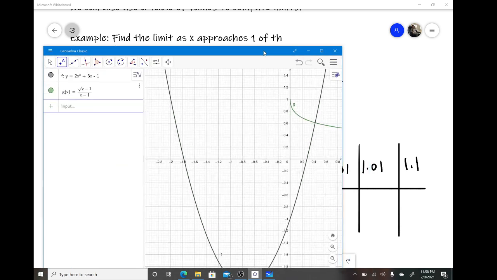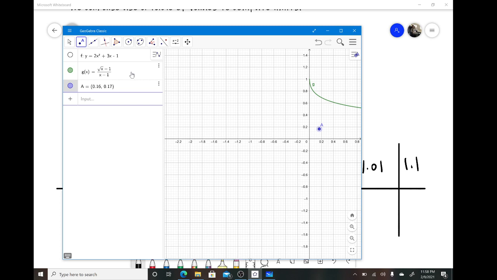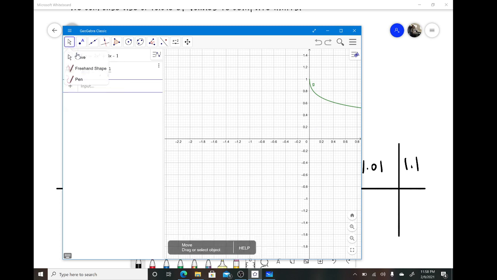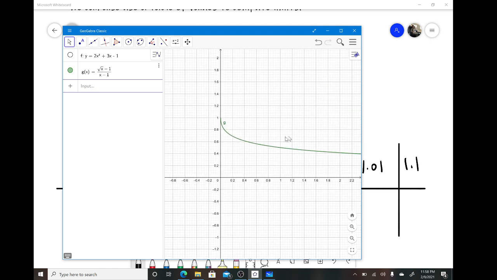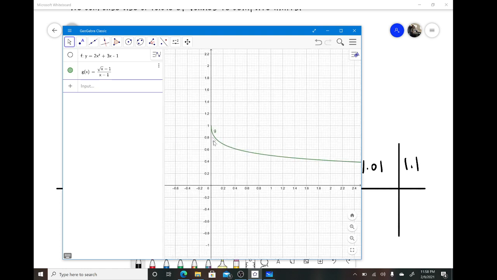We actually have a nice image of it because I'm using GeoGebra. Oops, did not want to do that. So this is how our graph looks. Okay, so we could actually find out what the limit is eventually by doing this.